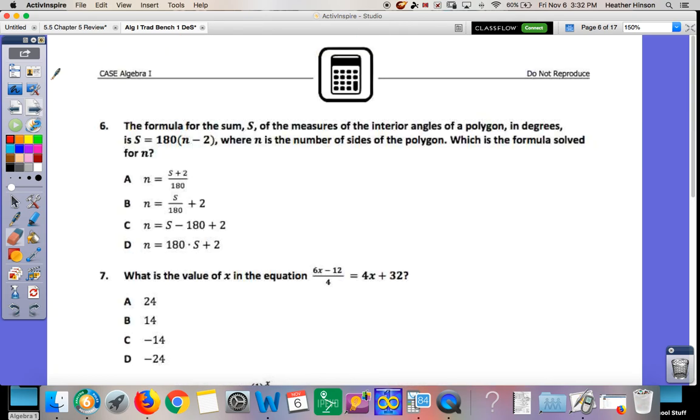Okay, number 6. The formula for the sum S of the measures of interior angles of a polygon in degrees is S equals 180 times n minus 2, where n is the number of sides of the polygon. Which is the formula solved for n? That's a lot of fancy talk just to say solve for n. So we have this formula and we want to get n by itself.